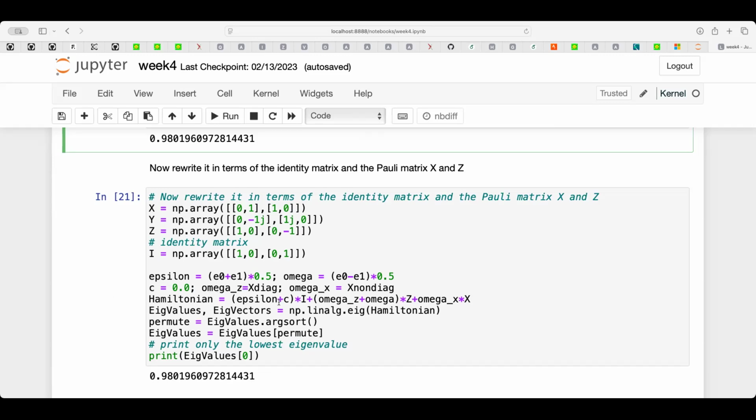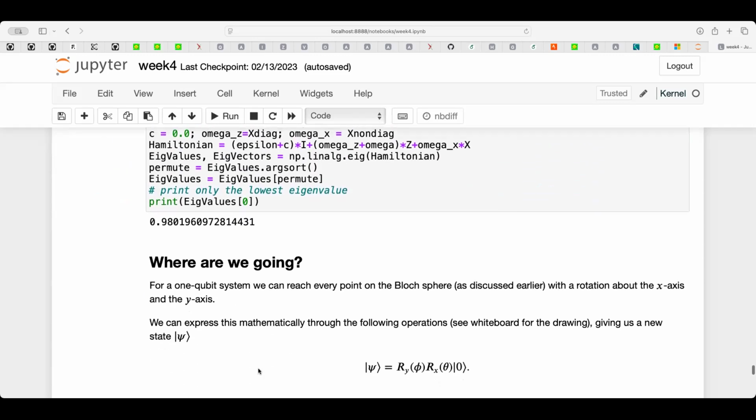My Hamiltonian is now this epsilon plus this C times I, the identity, omega c plus omega times x. So this is my Hamiltonian rewritten in terms of Pauli x and Pauli y matrices. And if I diagonalize, I should get the same value, which you see here, right? No surprise. It's just a rewrite of my Hamiltonian.